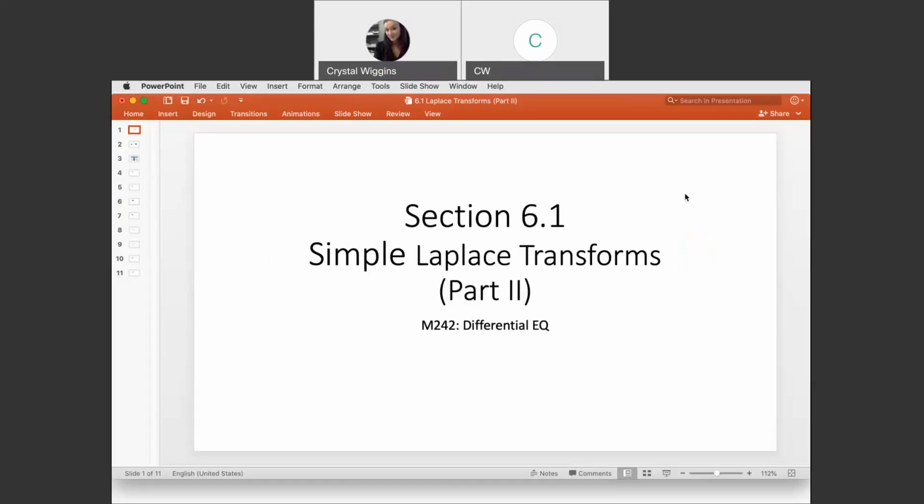All right, let's continue our discussion about Laplace transforms. So in part one in class last week, we introduced a Laplace transform and some of its properties and a table, which was very helpful for us to see some basic forms.